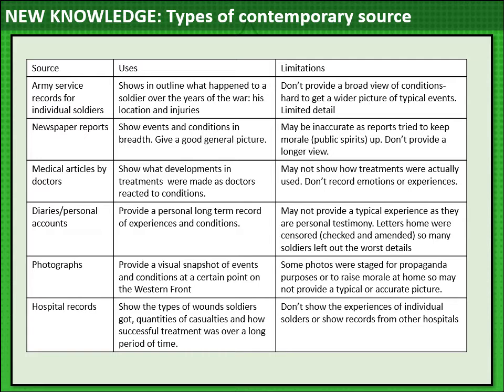And lastly, we can use hospital records. Hospitals kept a record of the quantity of operations that they were doing and the types of wounds that they were treating. They recorded mortality rates so you could see how successful treatments were. But again, this evidence has its limits. It doesn't tell us about the experiences of individuals. And we also need to be careful about typicality.